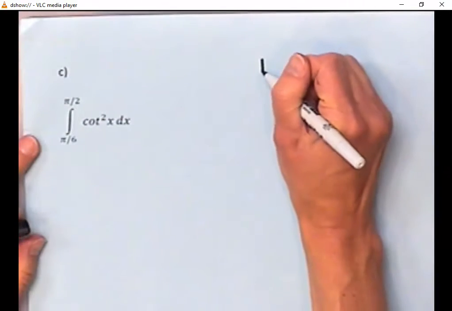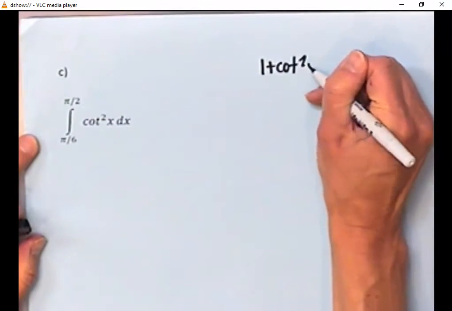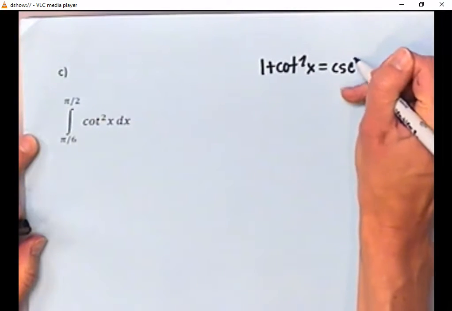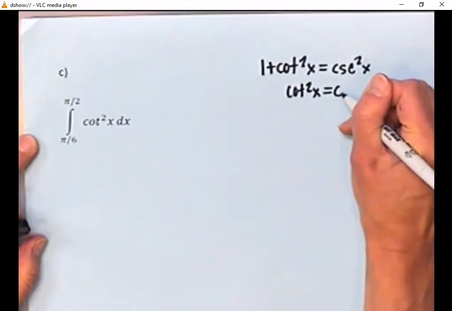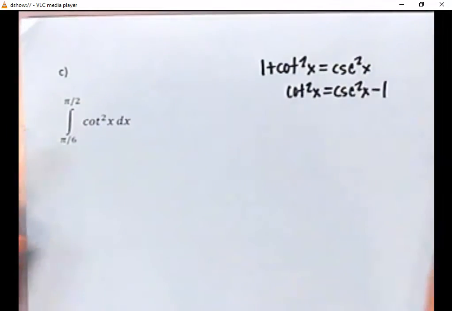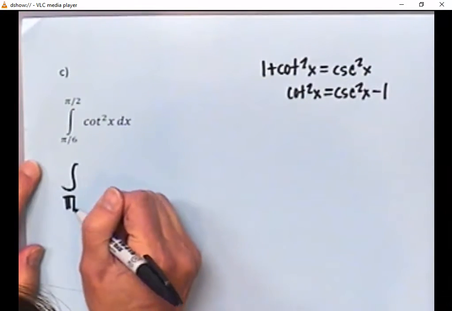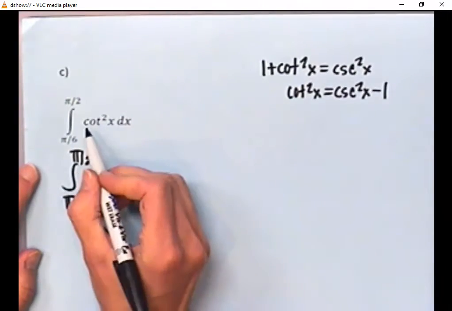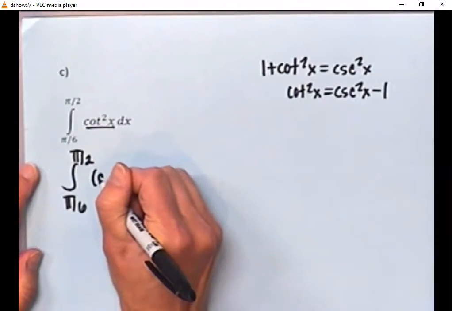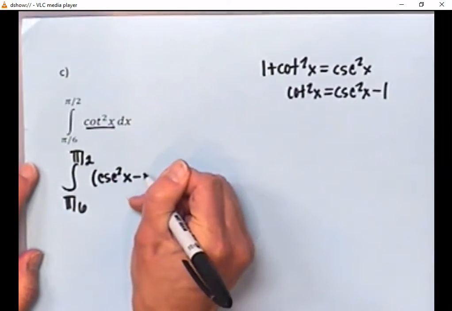Okay, so there's an identity that involves cotangent squared. Let's write it down. So it was 1 plus the cotangent squared equals cosecant squared, right? So we could replace cotangent squared with cosecant squared x minus 1, as Taylor said. Okay, so let's do that and see if that gets us any closer to being able to integrate. So we have the integral from pi over 6 to pi over 2. We're going to replace this with the cosecant squared of x minus 1.